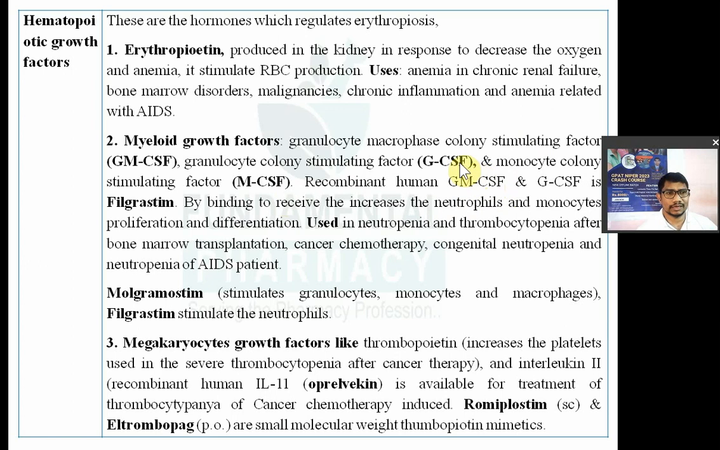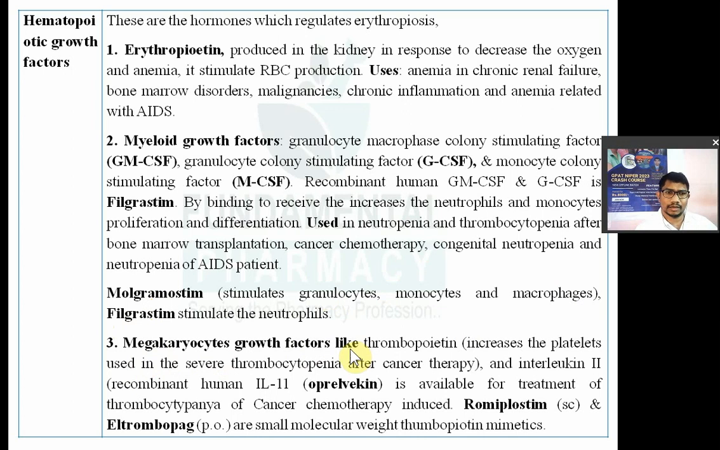So neutrophil, etc. Filgrastim is a modified drug which increases the neutrophil level, and it is used in neutropenia and thrombocytopenia. Molgramostim stimulates the granulocytes and monocyte macrophages. Filgrastim stimulates only neutrophil production, so it is used in neutropenia, decreased neutrophil levels, right? Molgramostim is used in decreased monocytes, granulocytes and macrophages. So thrombocytopenia. Now megakaryocyte growth factor.